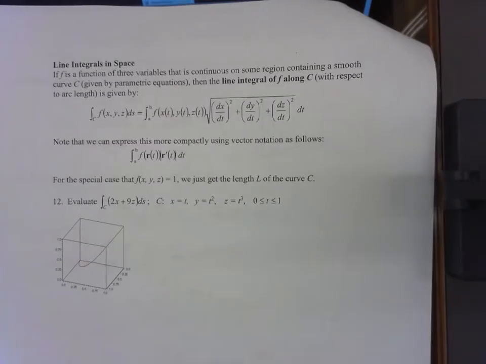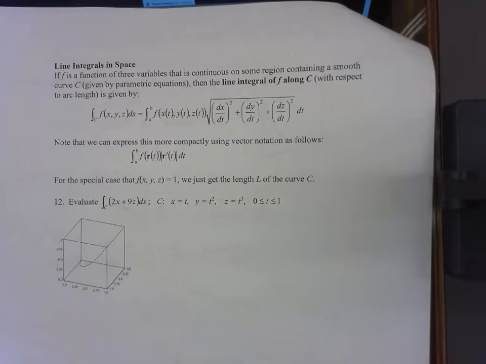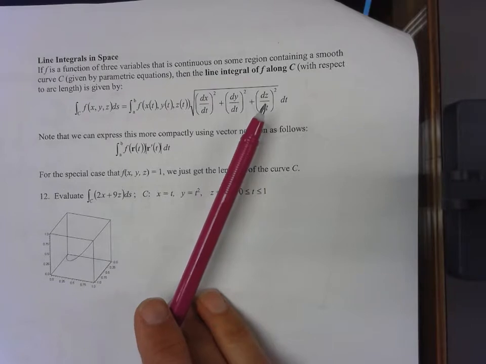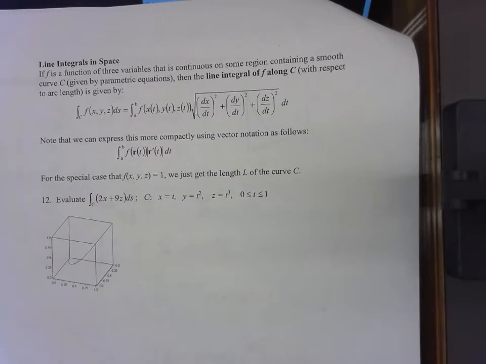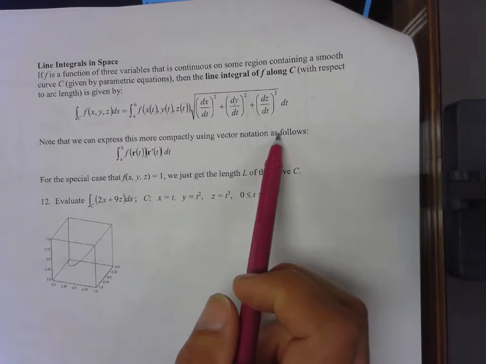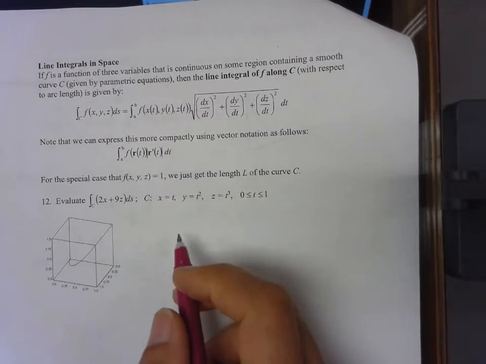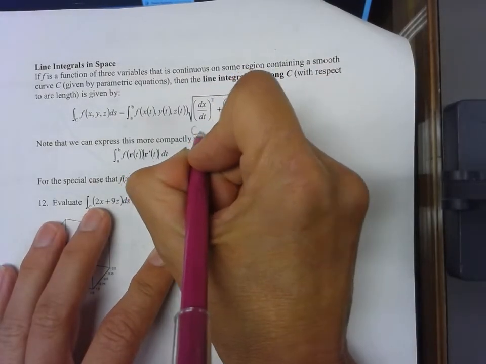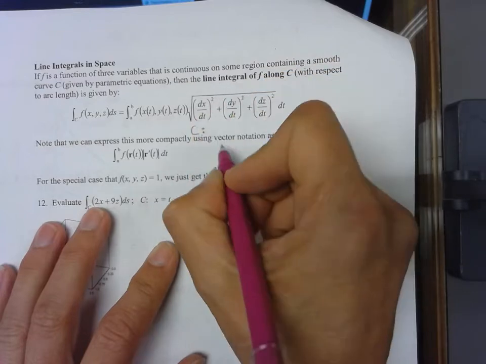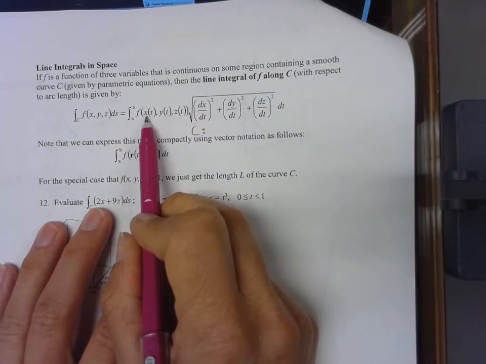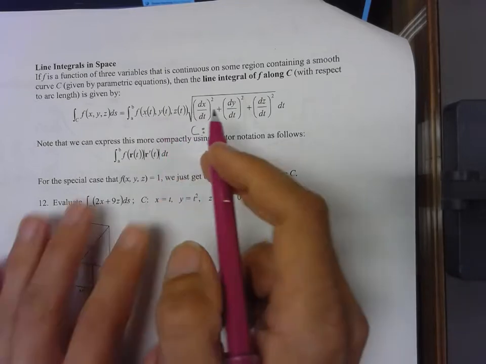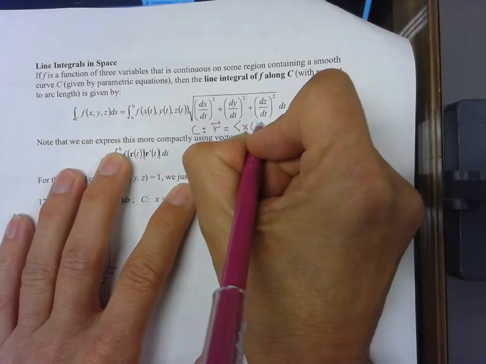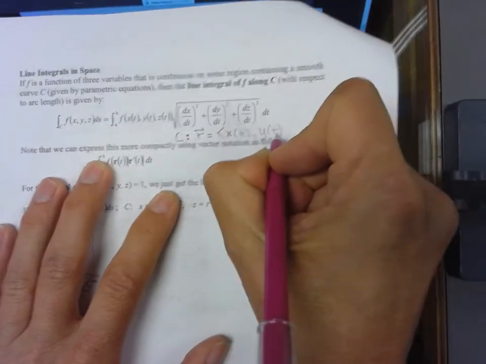Okay, so line integrals in space, 3-dimensional space, very similar. It's just our ds has the extra dz dt squared. But other than that, it's the same. So it says, note that we can express this more compactly using vector notation as follows. And the reason is, remember the parametric equations for C, we have x equals x of t, y equals y of t, z equals z of t, or we can put it in vector notation, right? R equals x of t, y of t, z of t.